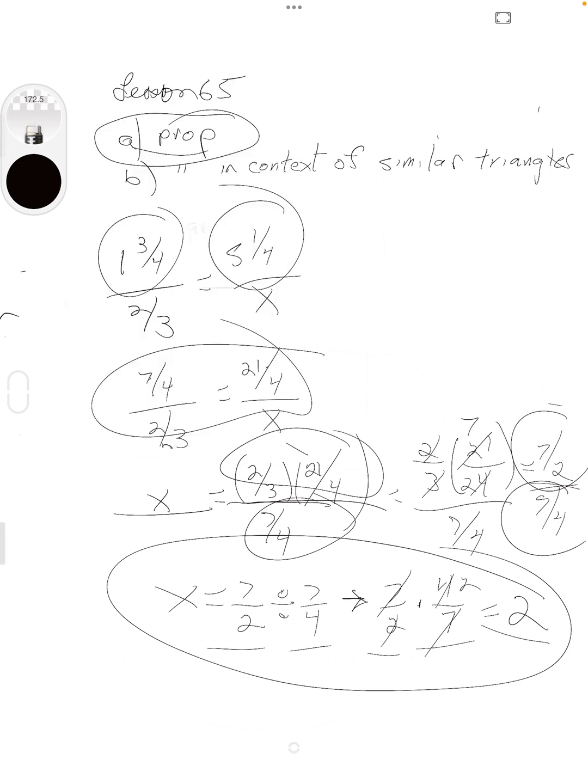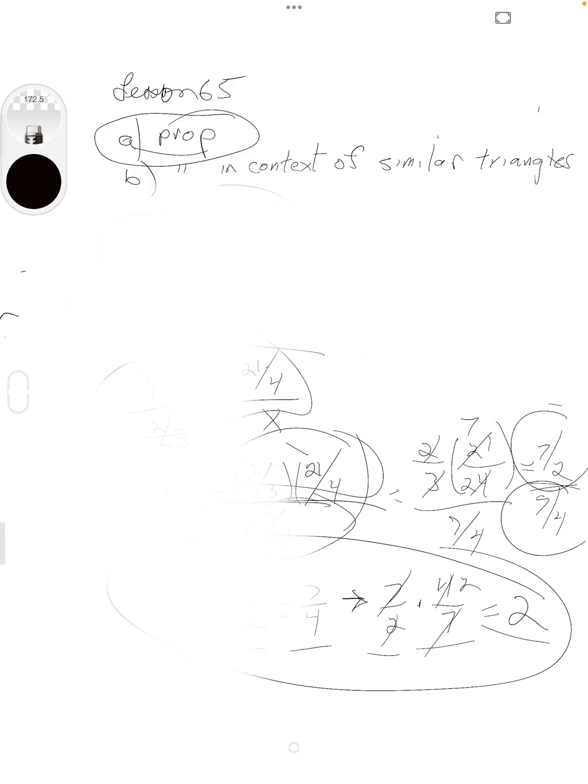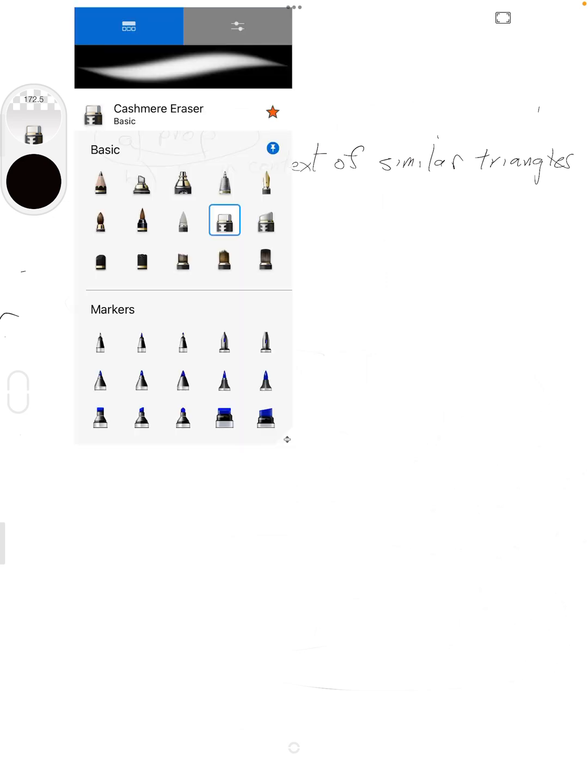Well, let's do part B, which is in the context of similar triangles. So this is a new concept, not complicated, but new. So let's say you have a triangle, and it has the exact same shape, but it's bigger. There. And I tell you that it has the exact same shape. How do I tell you? What we do is we look at the angles.